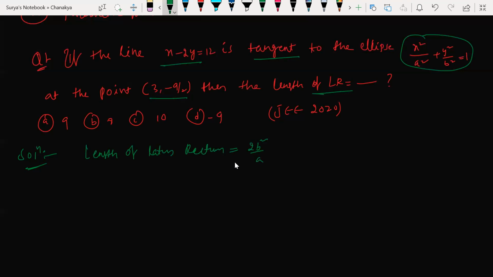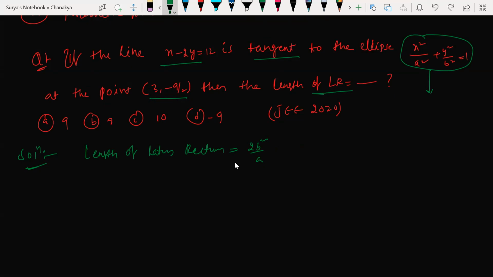2b square by a. हाँ, हमको पता करना चाहिए अभी देखो whether this is horizontal ellipse या vertical ellipse. कौन सा ellipse है? Tell me. He has not given anything. So let us take this only. Let us take horizontal only. He is not talking about any horizontal or vertical. ठीक है? तो ये हो गया मेरा length of latus rectum formula.